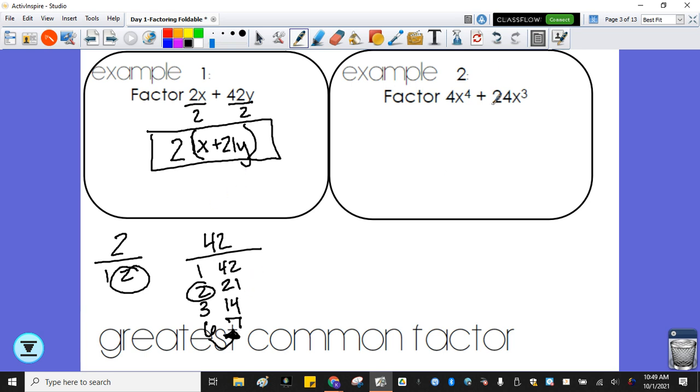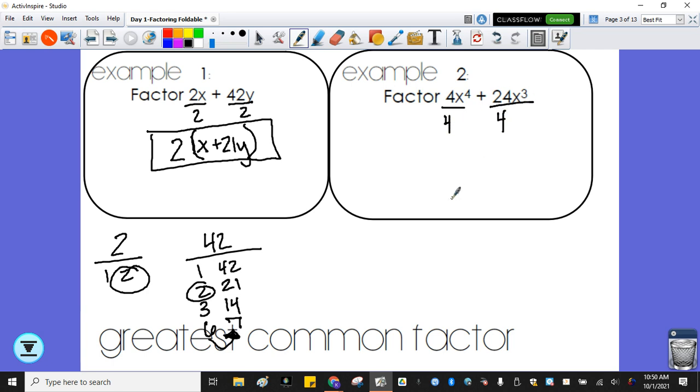I hate quadratics. Okay, 4 and 24. What is your greatest common factor? 4. You already knew that, so I didn't have to do all this. If the smallest number goes into the biggest number easily, that is your greatest common factor.